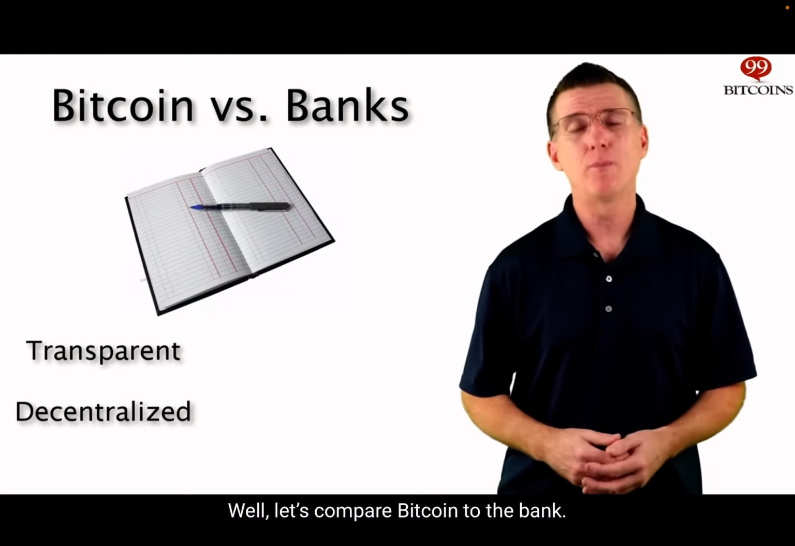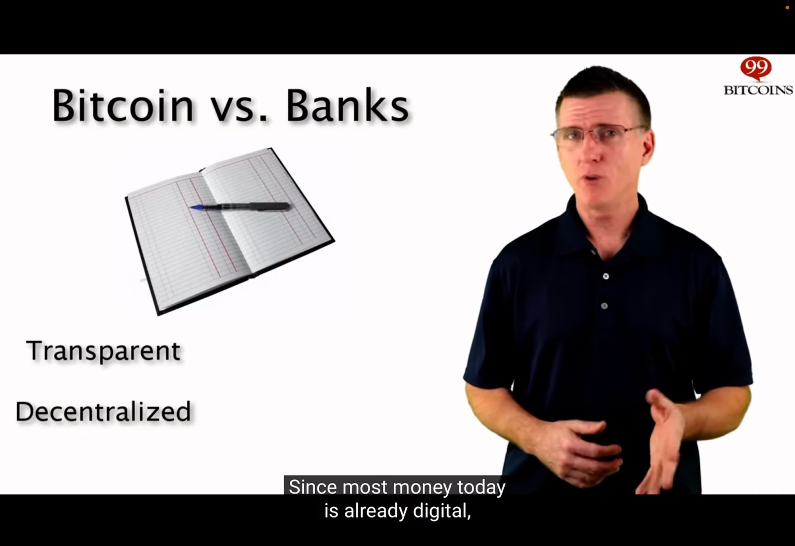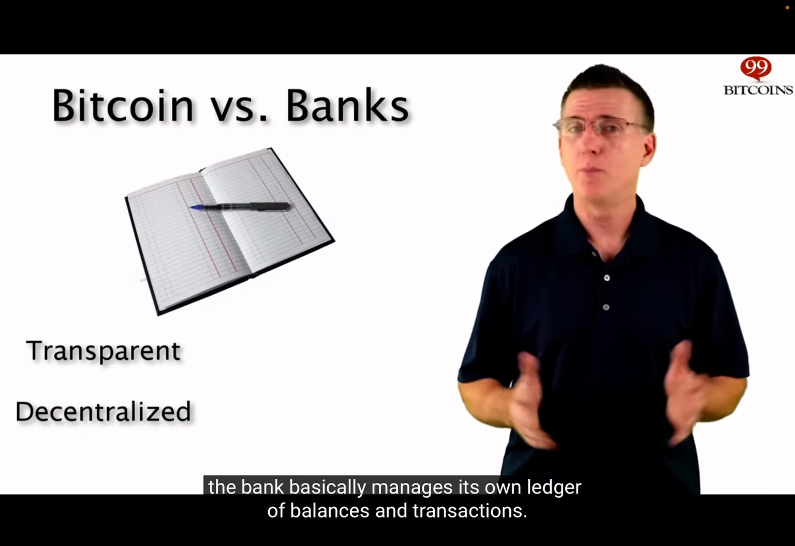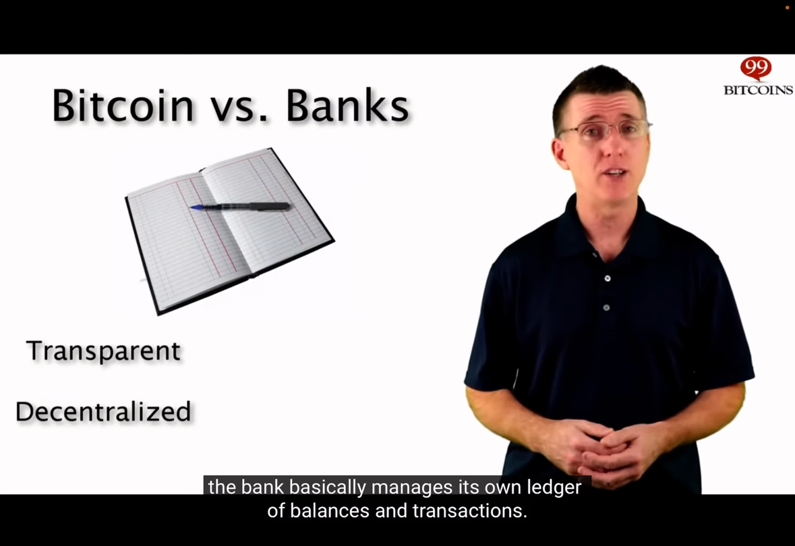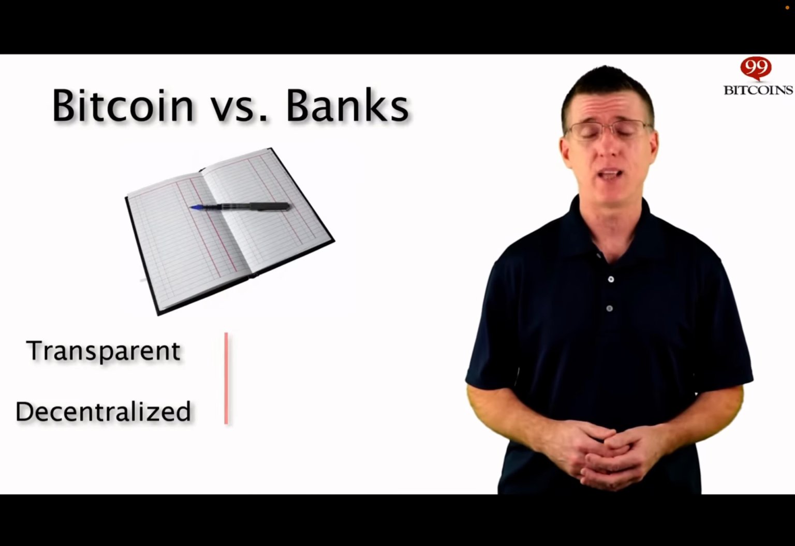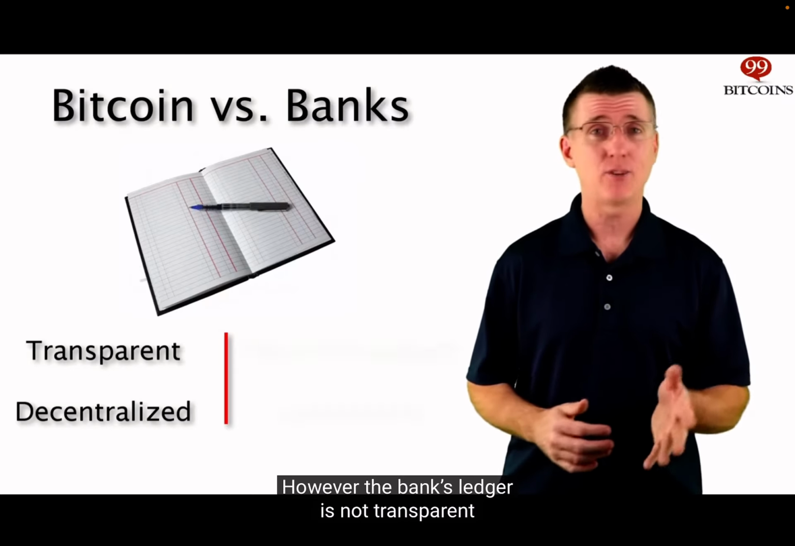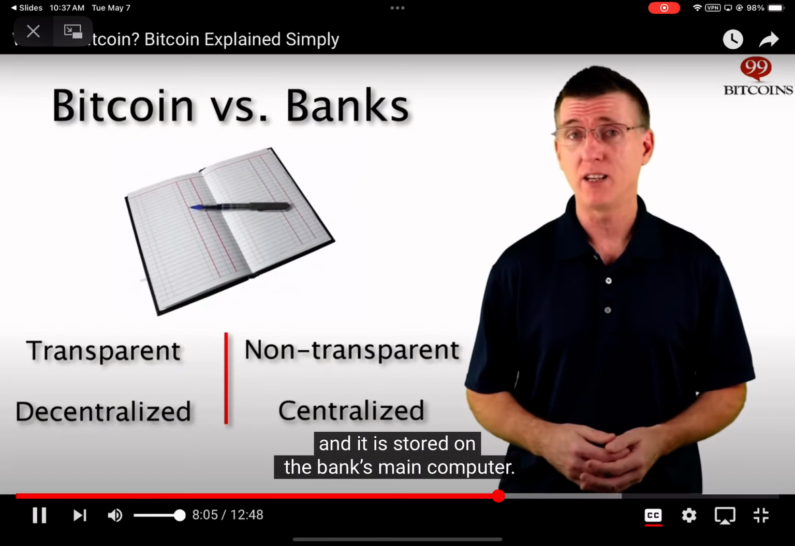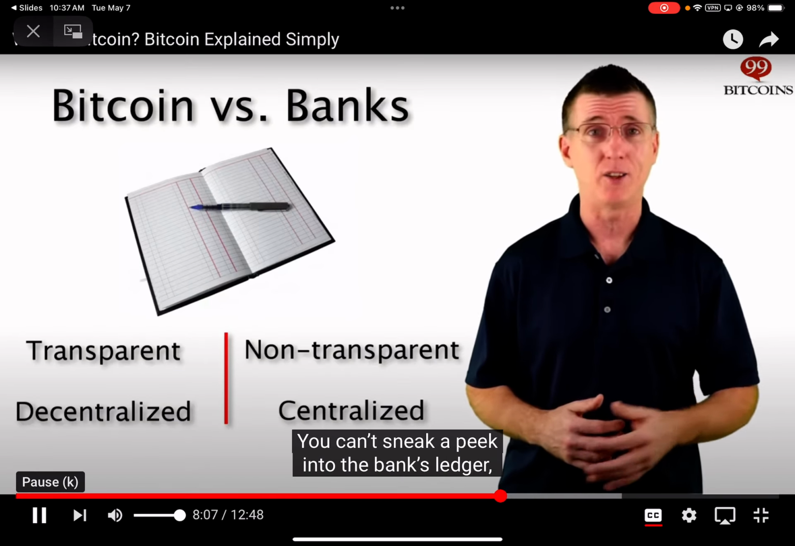Well, let's compare Bitcoin to the bank. Since most money today is already digital, the bank basically manages its own ledger of balances and transactions. However, the bank's ledger is not transparent, and it's stored on the bank's main computer. You can't sneak a peek into the bank's.